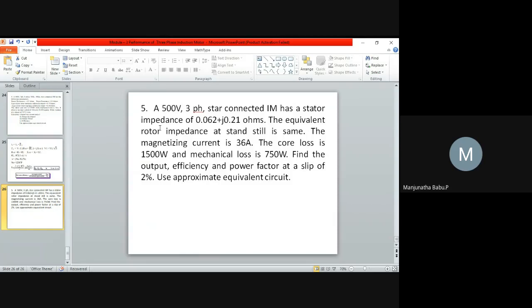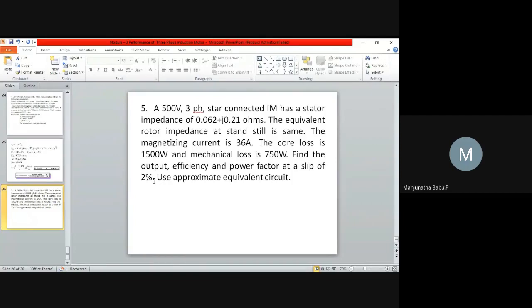The equivalent rotor impedance at standstill is the same. So here the standstill values are given. The magnetizing current IM is given as 36 amps. The core loss is 1500 watts and mechanical loss is 750 watts. Find the output, efficiency and power factor at a slip of 2%.